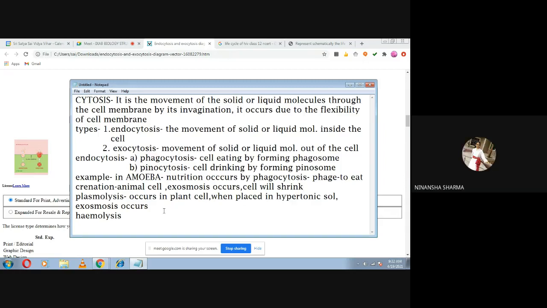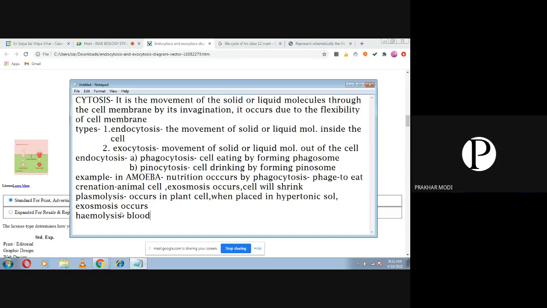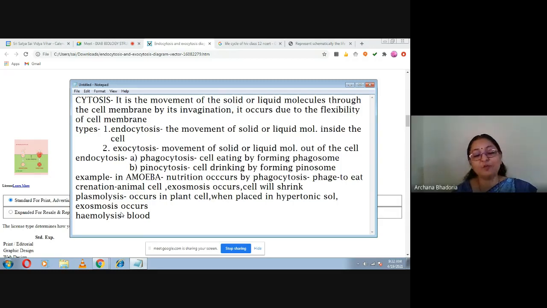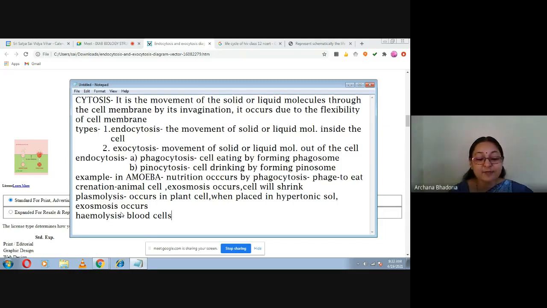Okay, now hemolysis, children. Hemolysis will be seen in blood cells. The word heme comes from hemoglobin, and you know very well hemoglobin is present in the red blood cells. So remember, it is the destruction of red blood cells. Lysis means breakdown.